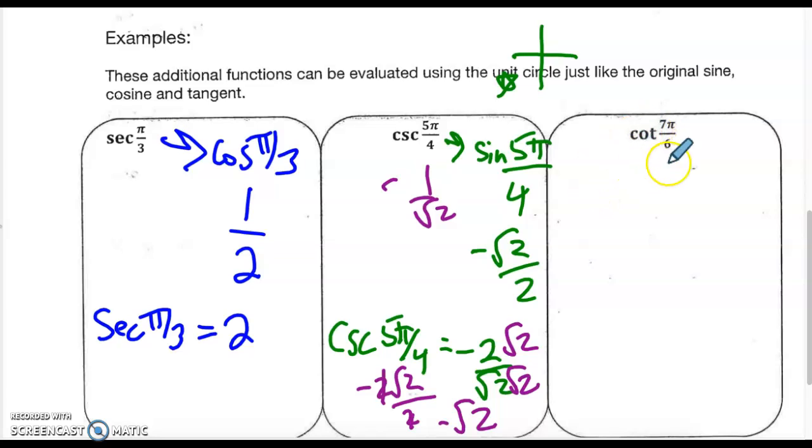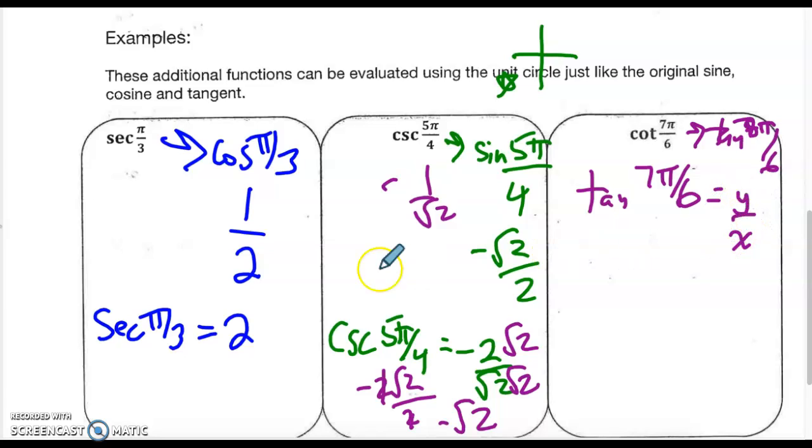All right, so cotangent, that's an easy one. I know that it is the reciprocal of tangent, so I'm going to find the tangent of 7 pi over 6. And tangent is, again, y over x. So I'm going to use that little hint. And actually, we can do this two ways, because cotangent is x over y. So if I can just find the coordinates for 7 pi over 6, I can jump to that answer.